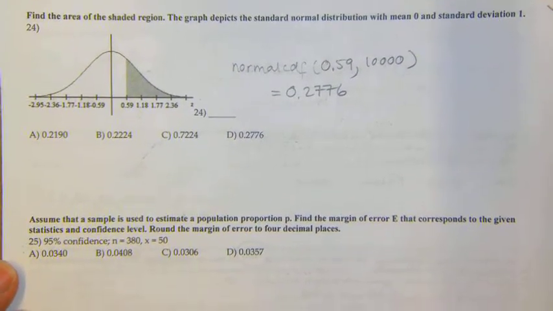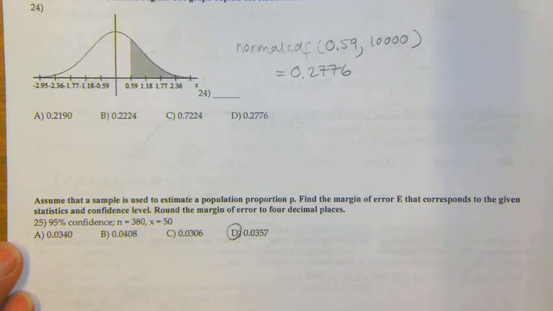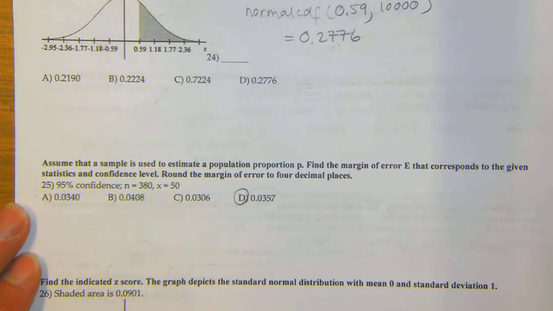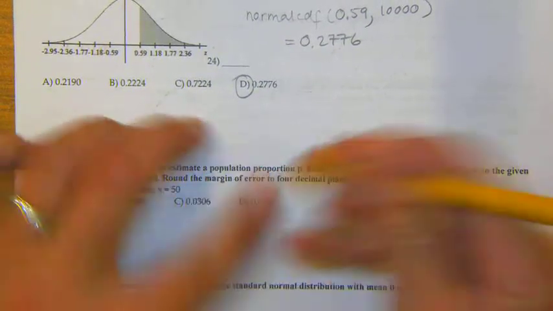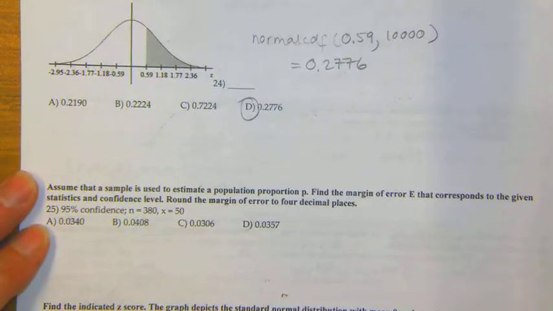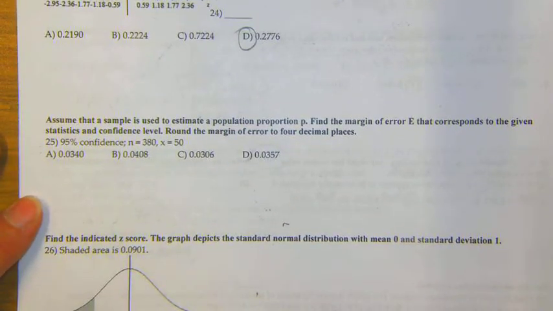Okay. And that is answer D over here. Oh, hold on. I circled the wrong D. I skipped a question, so 0.2776. Okay, moving on to question number 25.